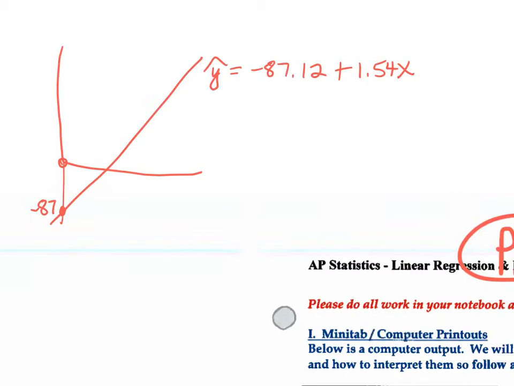My predicted volume is negative 87 cubic meters. Is that a thing? No. So that is not a thing. So we need to say, why is that messed up? Why does that not make sense? Because we need to understand that. So I'm going to explain to you why. Anybody know why? Anybody remember why?